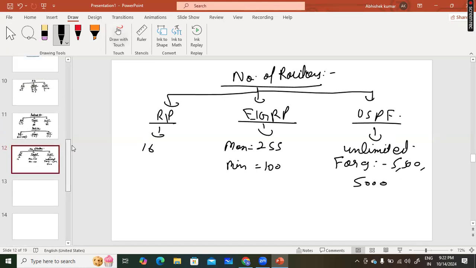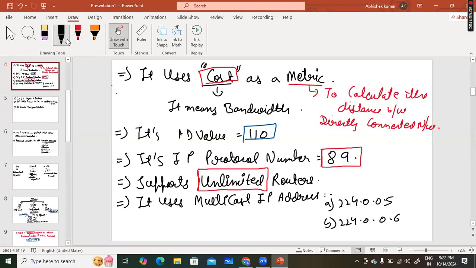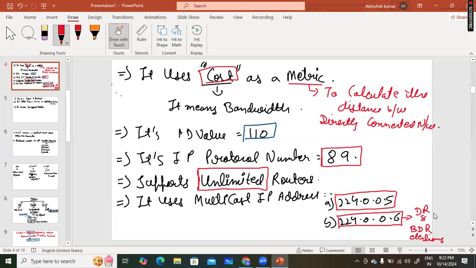Now, move on to the next. The multicast IP addresses used by OSPF are 224.0.0.5 and 224.0.0.6. The multicast address 224.0.0.6 is used in the case of DR and BDR elections. Make sure of this. What are DR and BDR elections? We will learn one day, so don't worry.